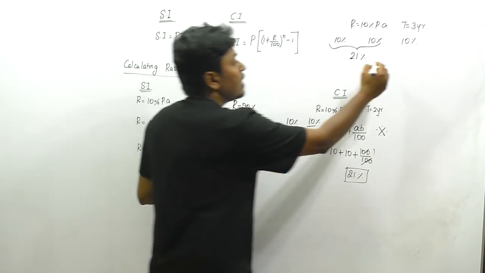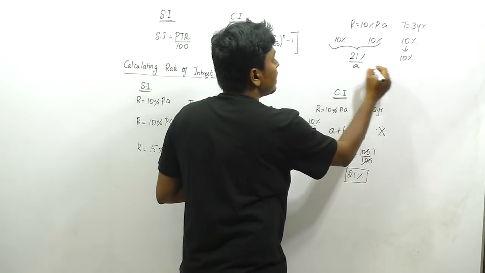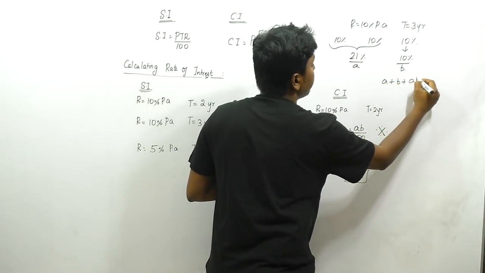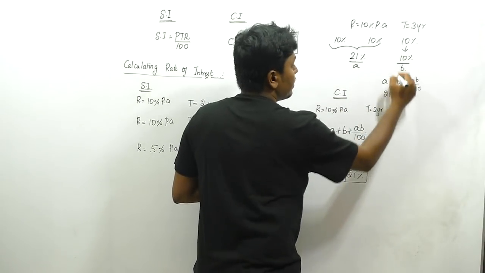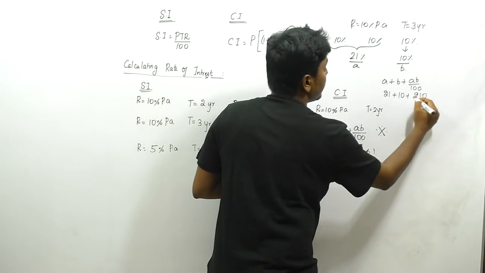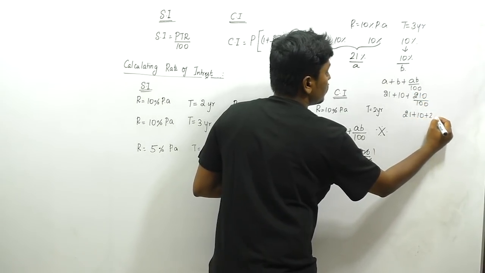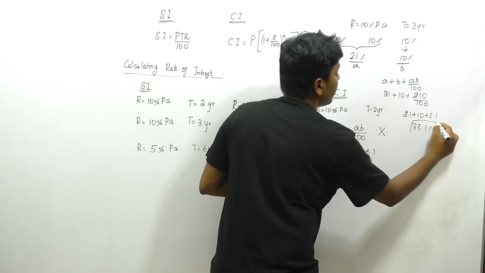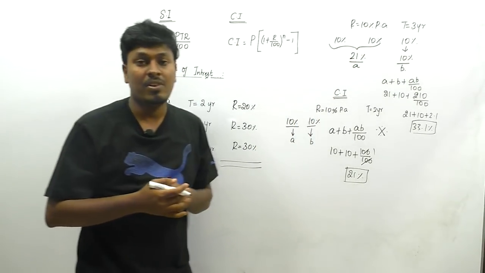And for the third year, it is already given, which is 10%. Now, keep this 21 as A and this 10 as B. Now use the formula A plus B plus AB by 100. Similarly, we know that A is 21 and B is 10, and AB, which is 21 into 10, is 210, divided by 100. When we do this, 21 plus 10 plus 2.1, so 33.1% will be the compound interest if the rate of interest is 10% per annum for 3 years.